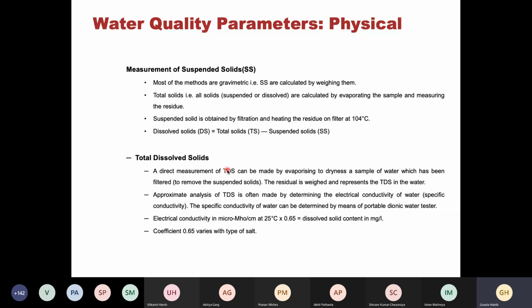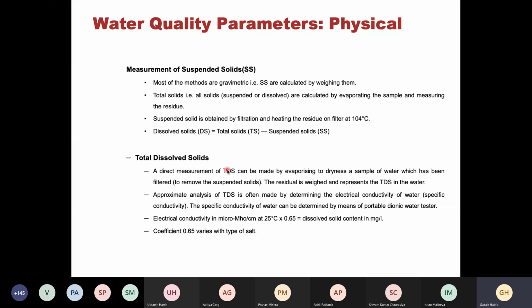Now there is another category of solid in the water, which is dissolved solid. The dissolved solid cannot be filtered. It will go through the filter and remain in the filtrate water. That can be determined as the balance of total solid and suspended solid. Okay, now the total solid, how will you know the total solid? Can you tell me what would be the way to know the total solid?